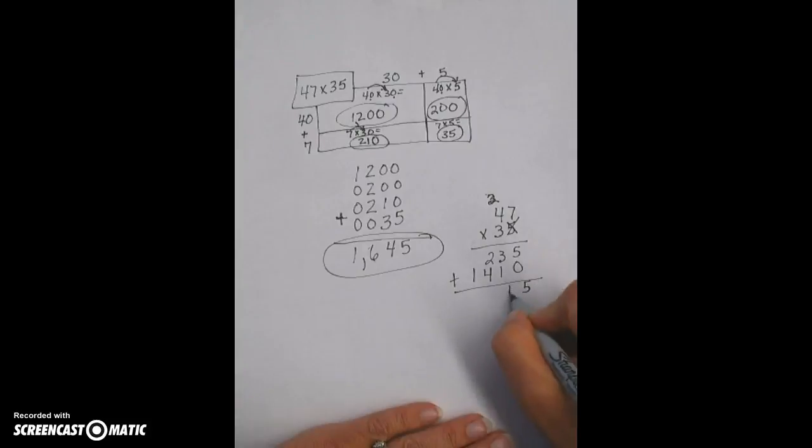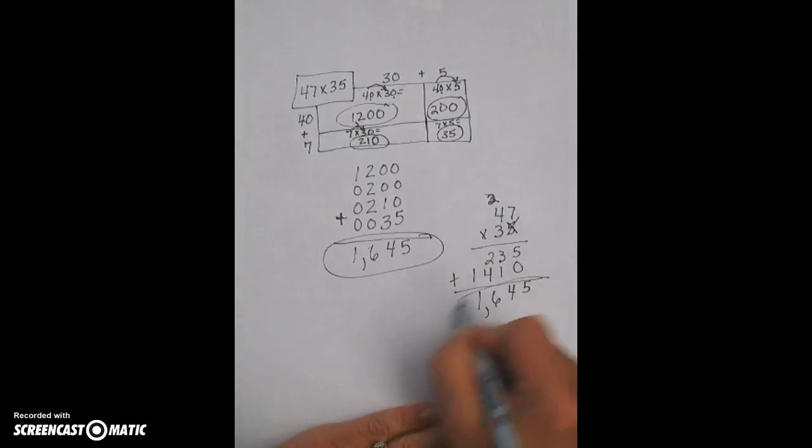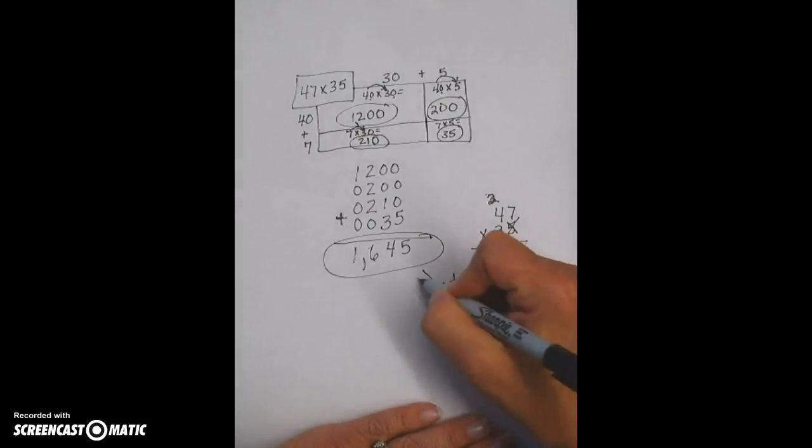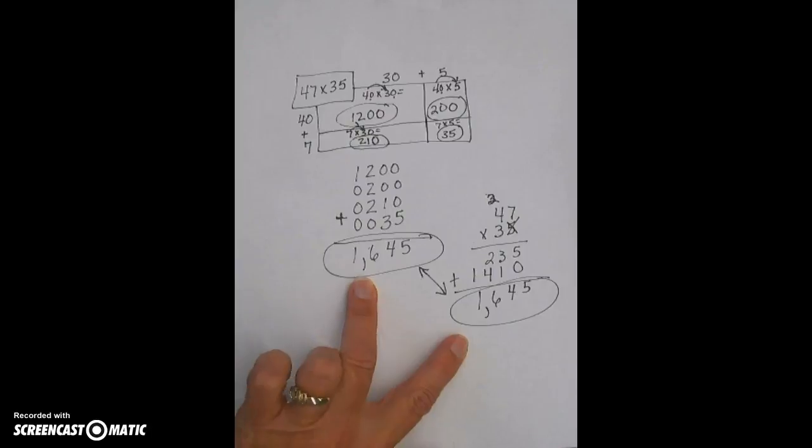5, 4, 6, 1. 1,645, and you can see that either way that you do the multiplication problem, you will end up with the same answer. Thanks.